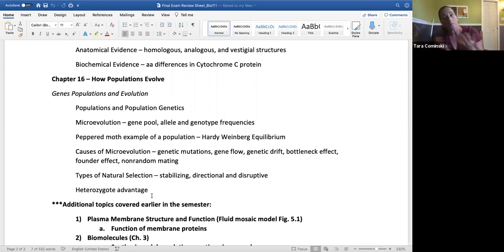Okay, so pretty interesting. Like I said, you'll see an increase in frequency of those recessive sickle cell alleles in areas of the world where malaria is prevalent. Okay, so that's what's meant by that.